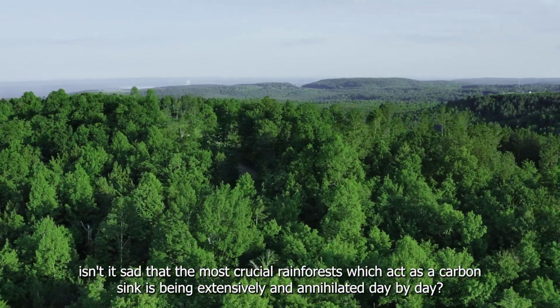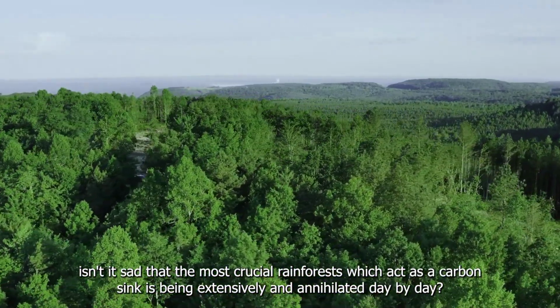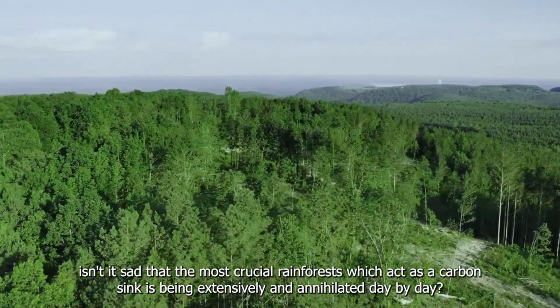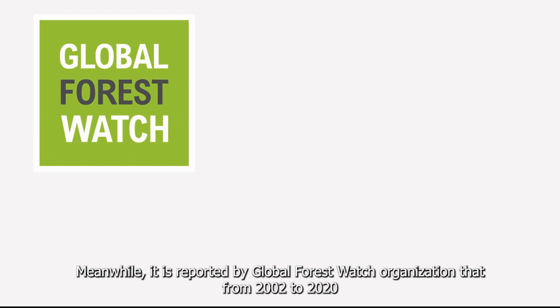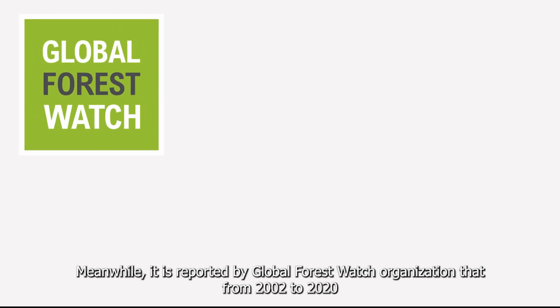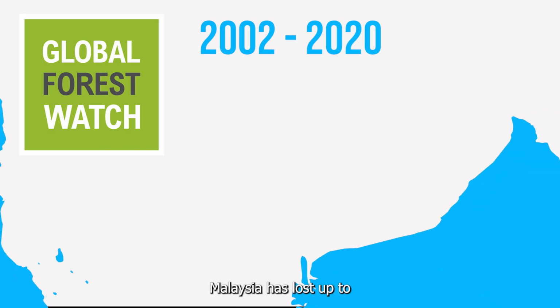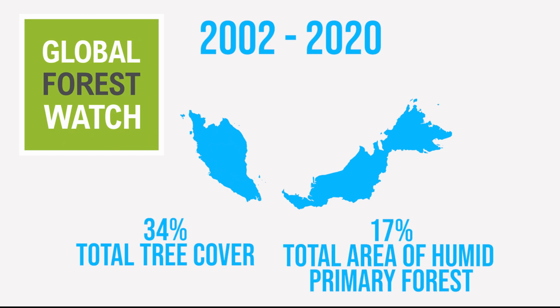Isn't it sad that the most crucial rainforest, which act as a carbon sink, is being extensively annihilated day by day? Meanwhile, it is reported by Global Forest Watch organization that from 2002 to 2020, Malaysia has lost up to 34% of its total tree cover, which caused a decrease of 17% of the total area of humid primary forest.